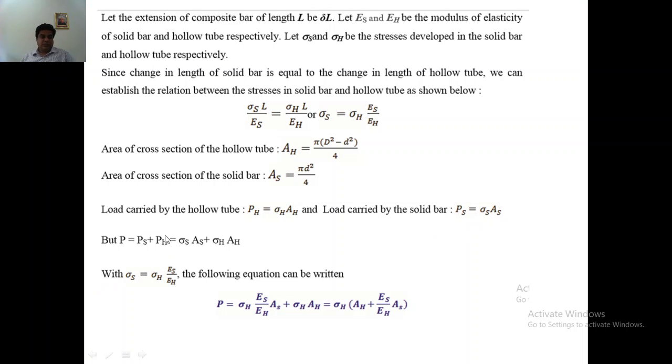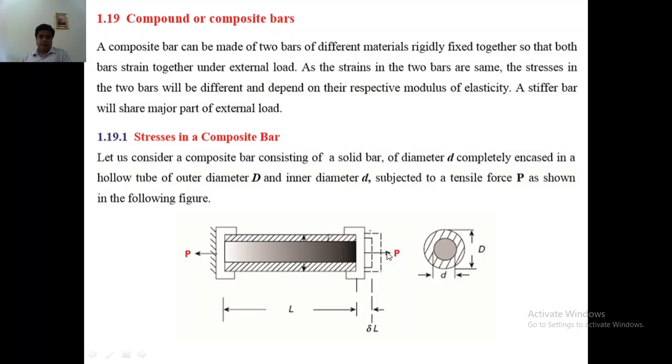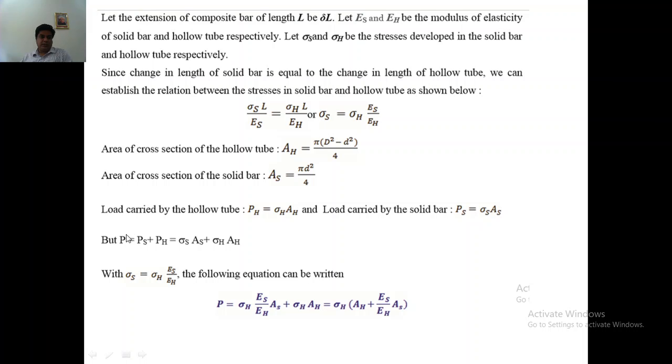Here one more relationship is that the total load applied on the bar will be a summation of the load carried by the solid bar and the hollow bar. That relationship you have to use, and we will get the total load P is equal to PS plus PH. This is the load carried by the solid bar, and this is the load carried by the hollow bar. Substituting the values for the loads in terms of stresses, we will get this equation, and since the stress in the hollow bar is expressed in terms of stress in the solid bar, that is substituted here, and we will get this relationship.